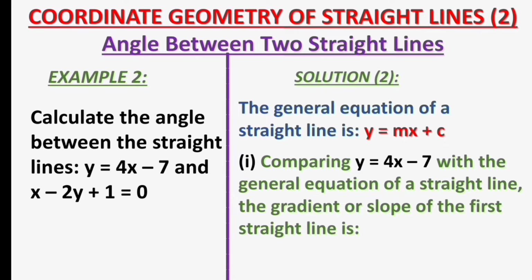The general equation of a straight line is y is equal to mx plus c. Here m represents the gradient or the slope of the straight line. Comparing the first equation, y is equal to 4x minus 7, with the general equation of a straight line, what will be the gradient or slope of the first straight line? Let's see if you are right. The gradient or slope of the first straight line, m1, is equal to 4, which is the coefficient of x in the equation. I hope you got that right.